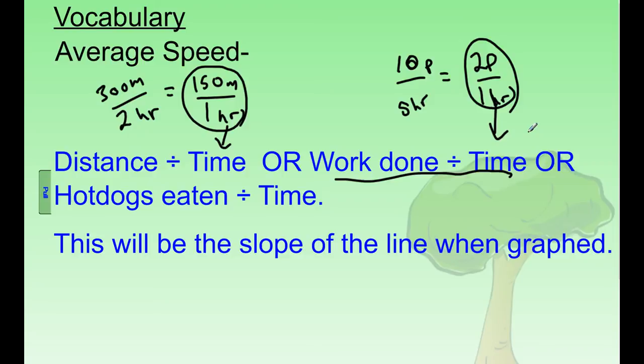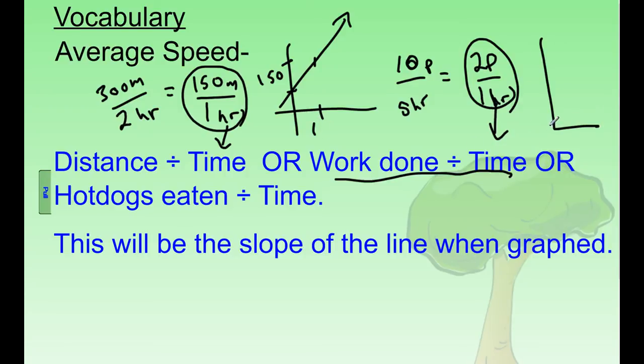Okay, so this will be the slope of the line when it's graphed. So if I was going to graph this chart of the distance traveled over time of this jet, I guess, so it's going pretty fast here, this average speed would be the slope. This guy has a slope of 150 over 1. You'd go up 150 miles over 1 hour. If we're talking about work done, the slope here would be the slope of 2 pages in 1 hour. Hot dogs eaten, whatever it is.